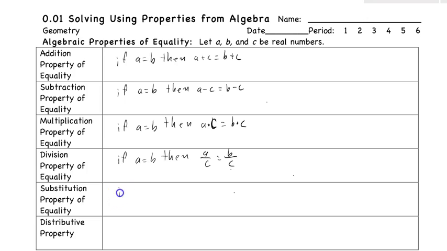Substitute. We are allowed to substitute. If we know A equals B, then we can replace A with B in any other equality. And the distributive property.